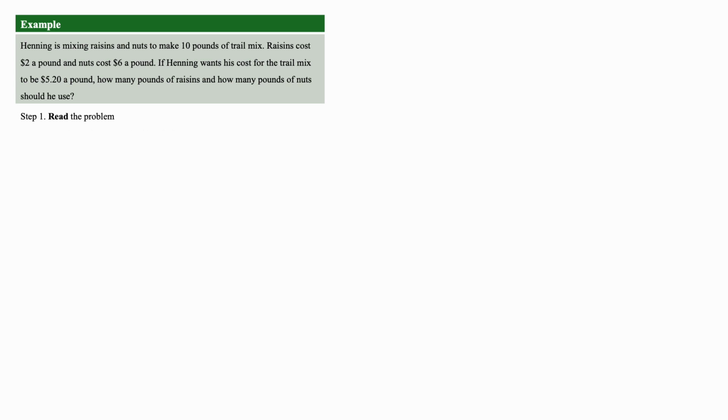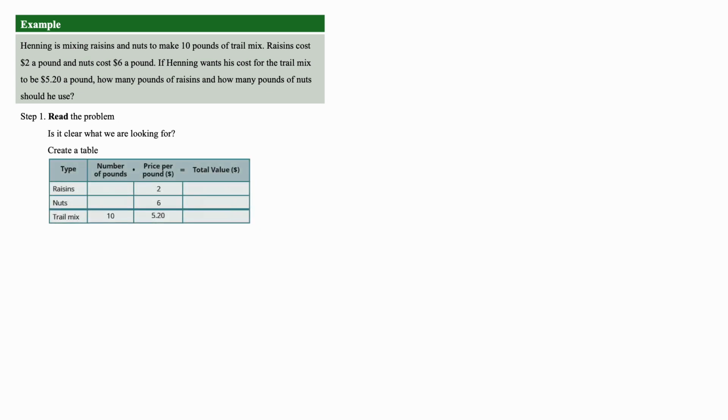So we're going to read the problem and make sure it makes sense and see if it's clear what we're looking for. And we're going to create a table noting that the number of pounds of trail mix is 10, the price per pound of raisins is $2, and the price per pound of nuts is $6, and in total he wants it to cost $5.20.